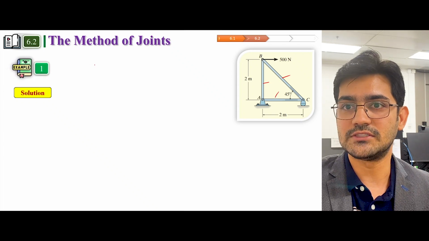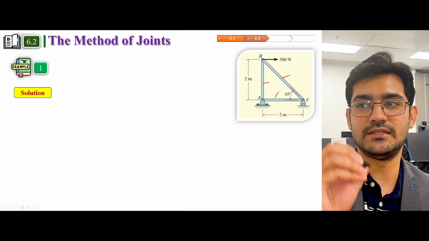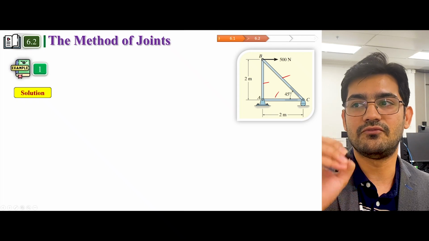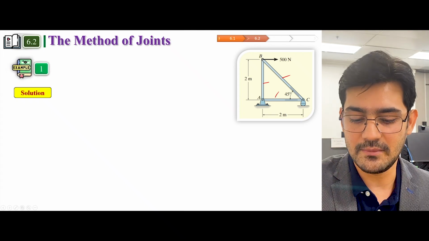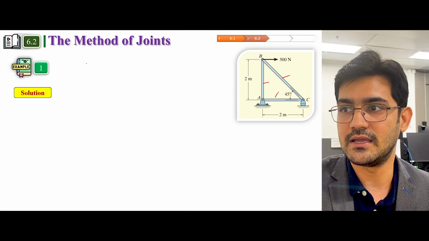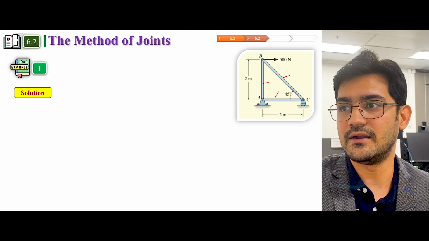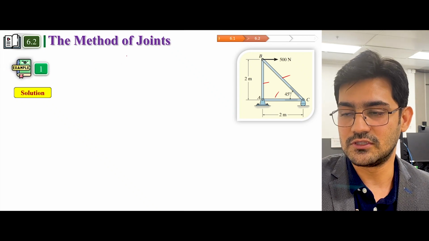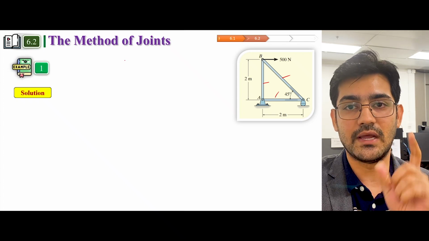Okay, so what does method of joint say? Method of joint says that we have to isolate these joints and then try to figure out what are the forces in these joints. Now, what do I mean by that? Let's just try to understand this by doing an example. So in this method, we're going to find all the forces. So the first step would be to isolate a joint. So in the method of joint, we will isolate a joint.